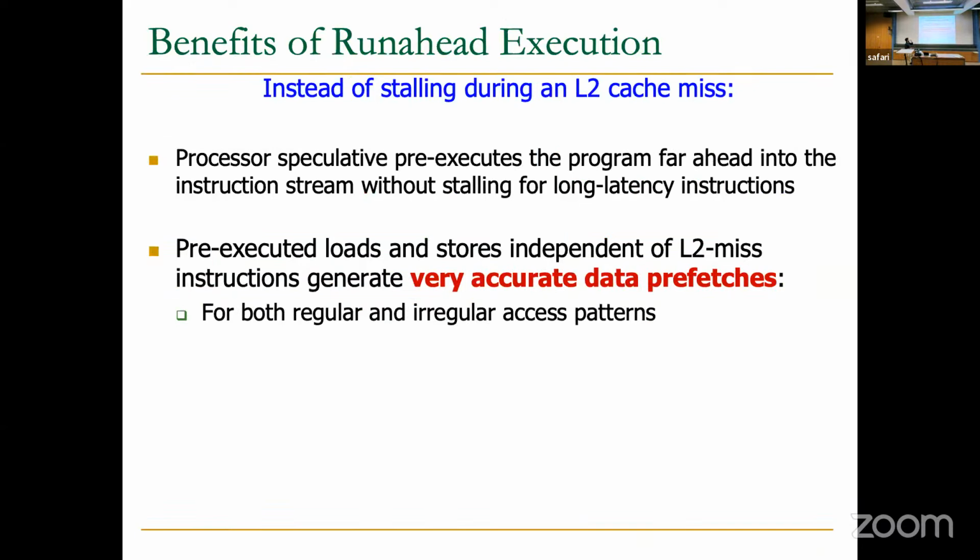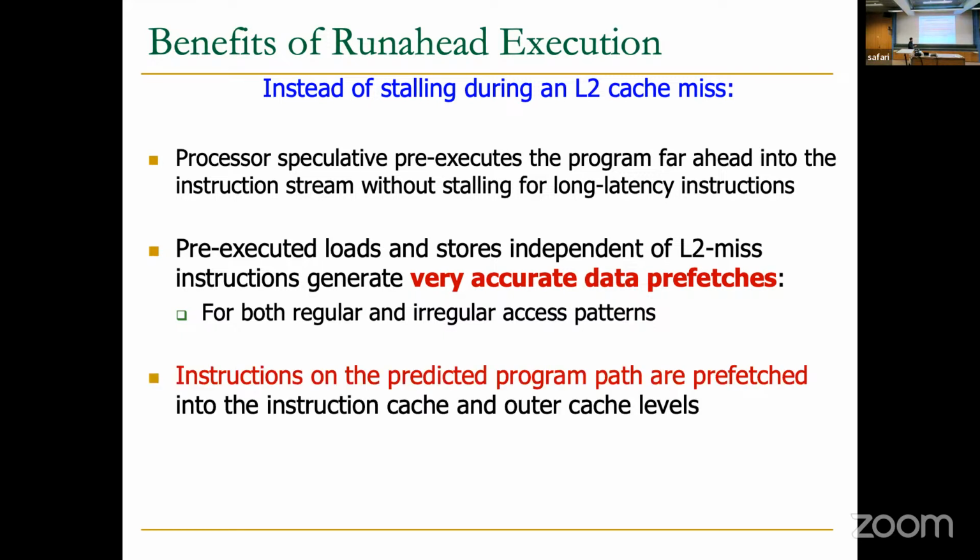So run ahead execution is essentially, instead of stalling during an L2 cache miss, the processor speculatively pre-executing the program itself far ahead into the actual instruction stream to generate prefetch requests. Hopefully all the prefetch requests we generate are very accurate, because you're literally executing the program's own code. There is a good chance that when the program finally executes those instructions, they would access the same address. So in the end it generates very accurate data prefetch requests.